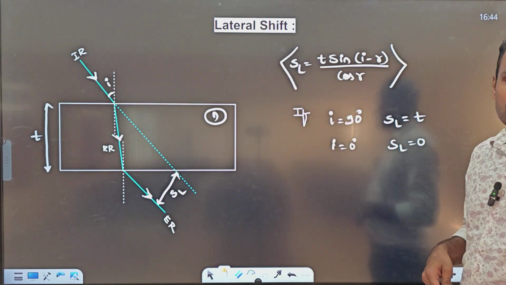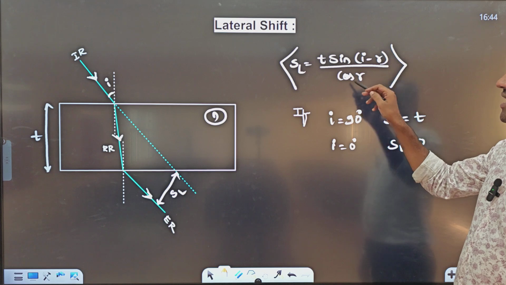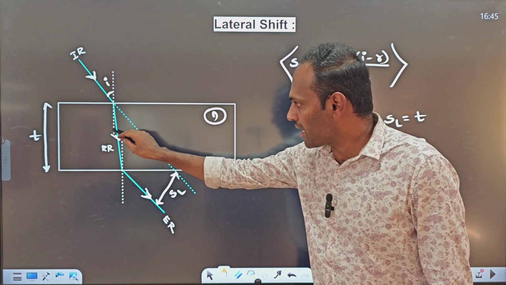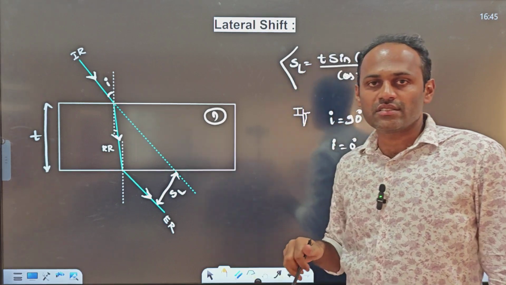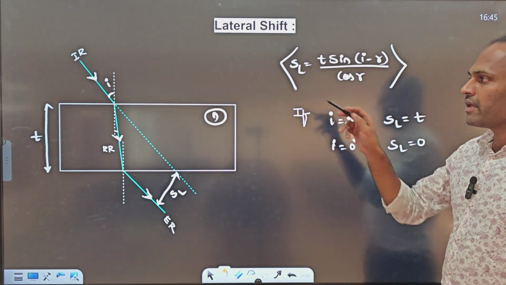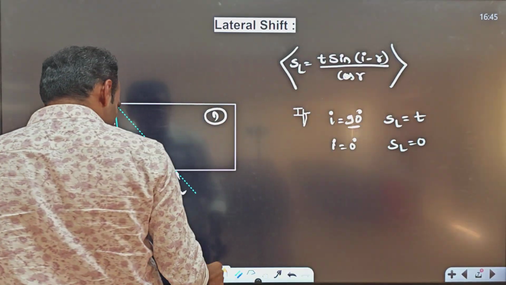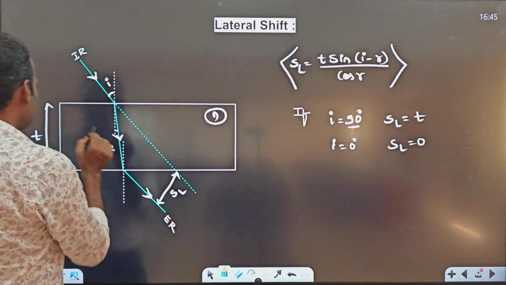Lateral shift is calculated by using the formula T sin(I minus R) divided by cos R, where I is the angle of incidence and R is the angle of refraction. Here will be the angle of refraction, here is the angle of incidence, right? Next note, if angle of incidence is 90 degrees, where will the light ray come? The light ray will be here.